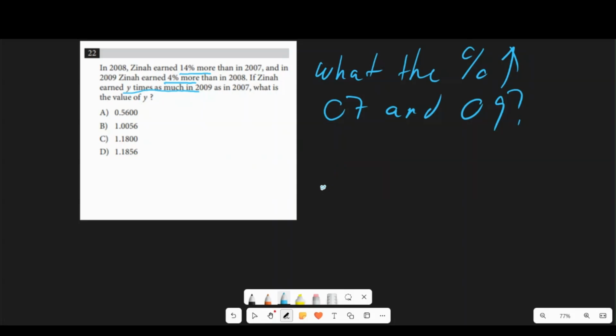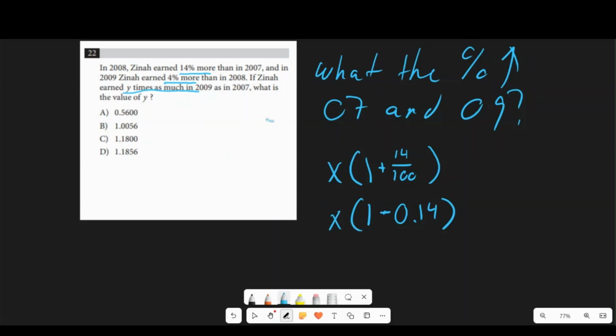So let's just say our first value in 2007 was X. In 2008, we know that we earned 14% more than in 2007, that means we had the entire amount from 2007, so that's our 1, plus 14 more percent, which would be 14 over 100. If we rewrite that, that would be X times 1 plus 0.14. That represents the increase from 2007 to 2008.